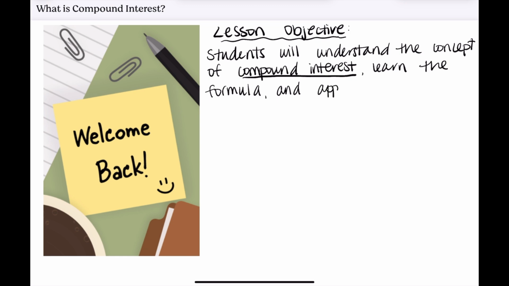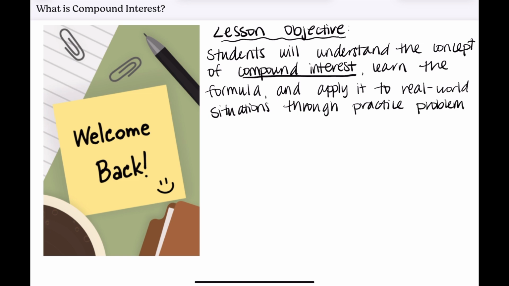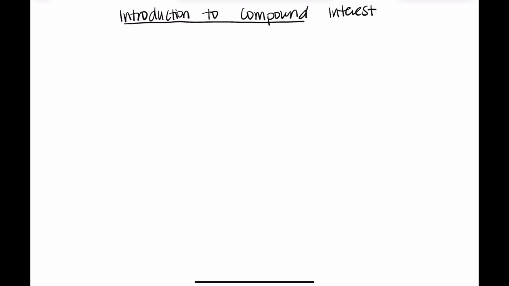If you guys haven't watched my last video on simple interest, I will go ahead and tag it right here for you guys. Before we get on to the rest of the lesson, I would definitely recommend watching that one first, just so you can understand the difference between simple interest and compound interest. Now let's get into the introduction to compound interest.